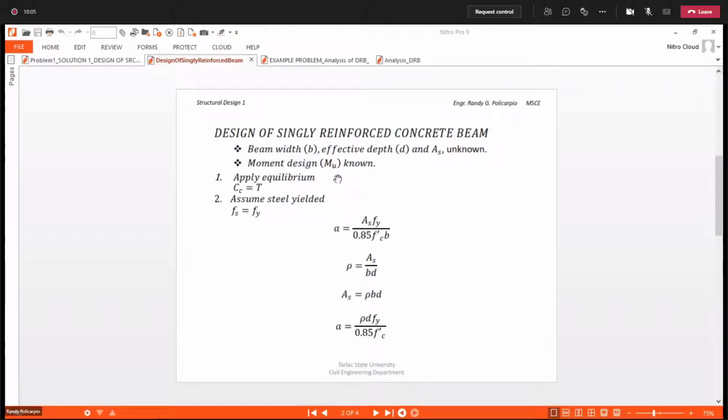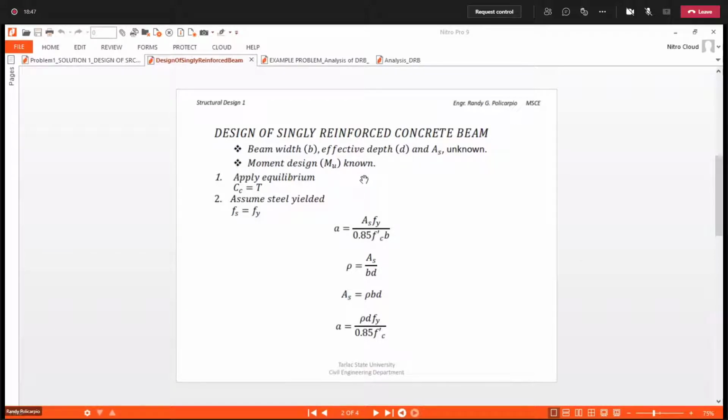So ngayon, when you design, you should have a known moment. So yun yung kukunin mo. So usually, kino-consider natin yung mga maximum moment. So merong mga beams na meron siyang negative moment, merong beams meron siyang positive moment. Okay, so you have to consider those. So what is the maximum positive? What is the maximum negative? Or it depends on their location. So doon mo siya kukunin or i-design. Okay, so yun yung about moment design known.